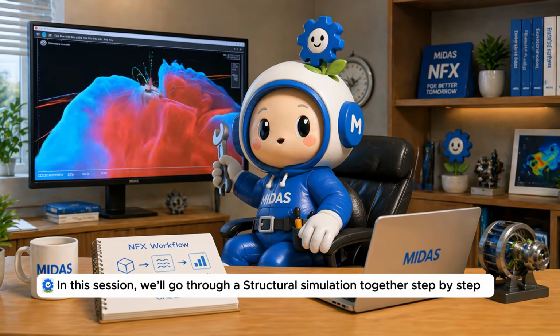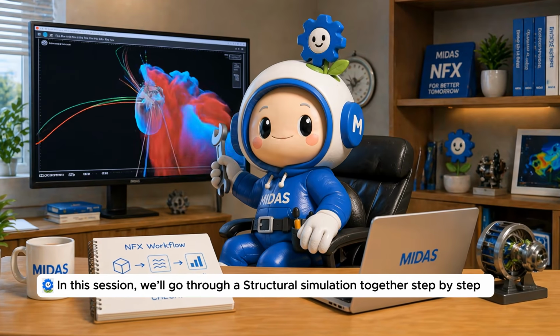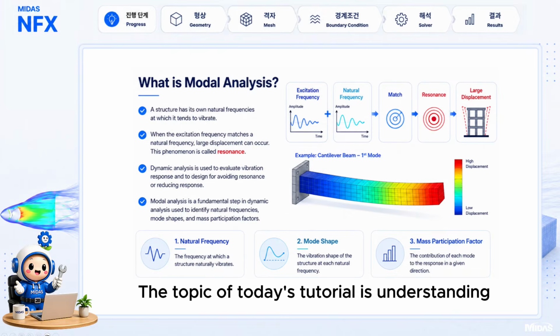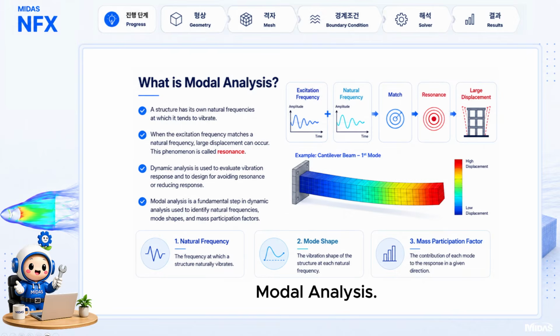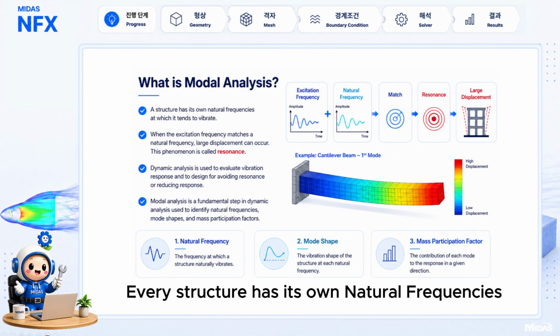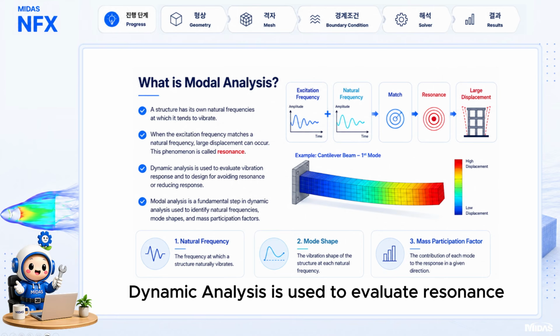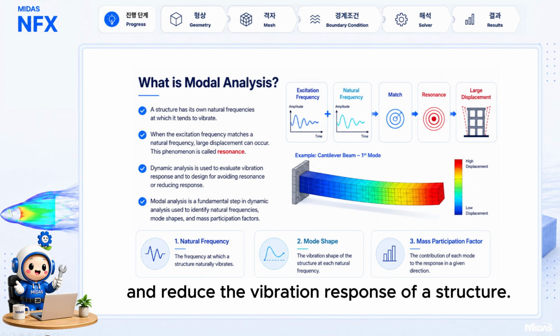In this session, we'll go through a structural simulation together step by step and follow along with the practice example. The topic of today's tutorial is understanding modal analysis. Every structure has its own natural frequencies at which it tends to vibrate. When the excitation frequency matches a natural frequency, the vibration can increase significantly. This is called resonance. Dynamic analysis is used to evaluate resonance and reduce the vibration response of a structure.